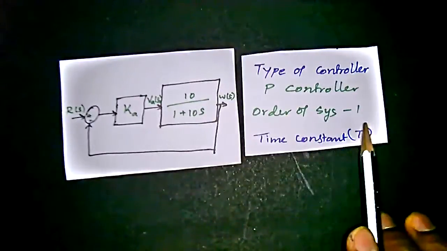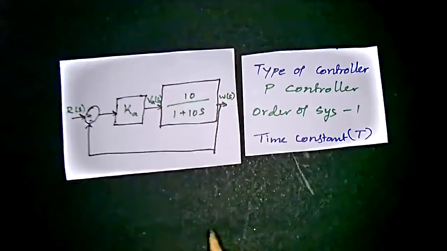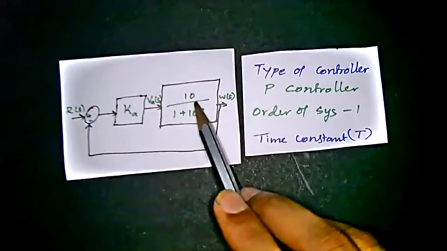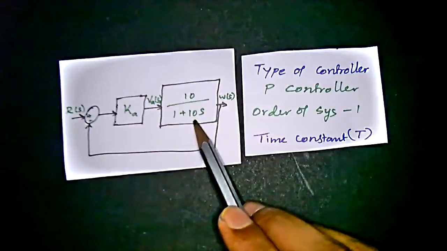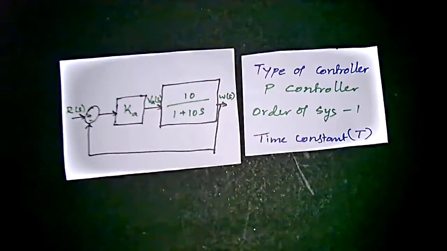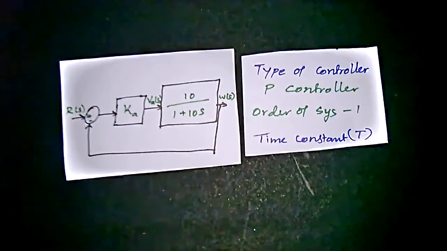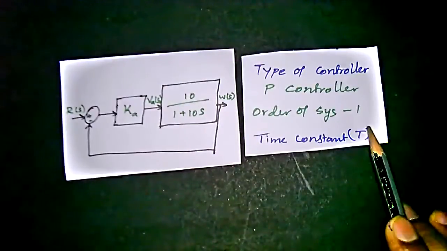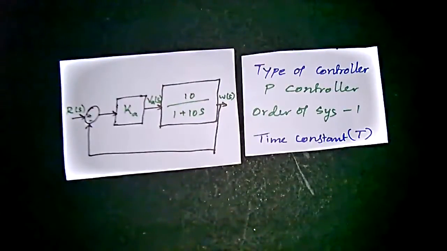The order of the system is 1, because there are no terms like s squared in the poles and zeros. The order of the system is defined by the maximum power of s in the given equation. We have 10s, so that is the maximum power, and we get the order of the system as 1. We call the time constant T.